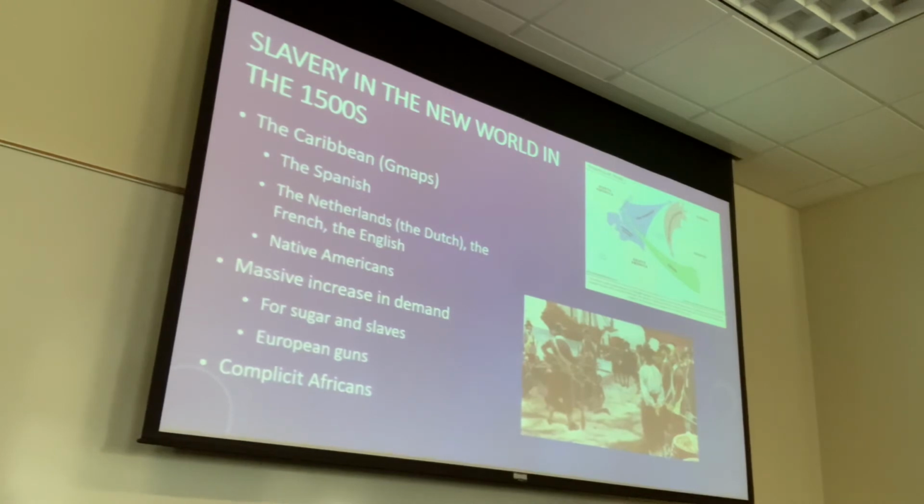So diseases that would have killed a few Africans or Europeans or Asians are going to wipe out entire Native American societies. At the same time, the Spanish in the 1500s, who were the first to get there with Columbus, are enslaving Native Americans and putting them to work in gold and silver mines in that part of the world, or on the Mexican mainland or in South America.